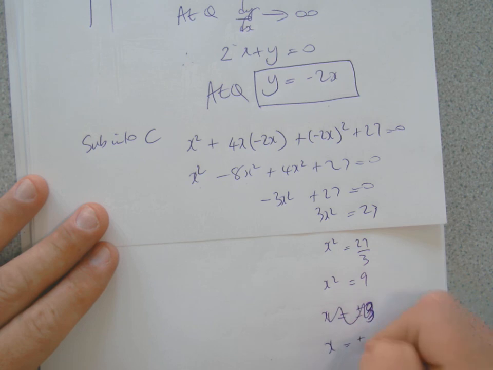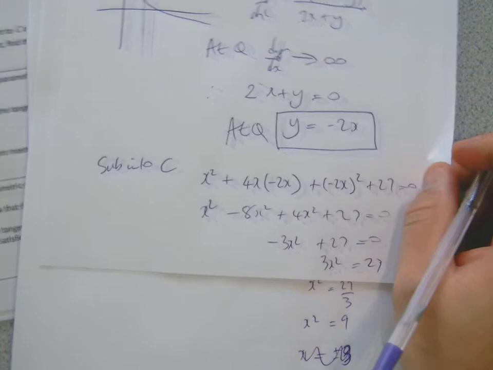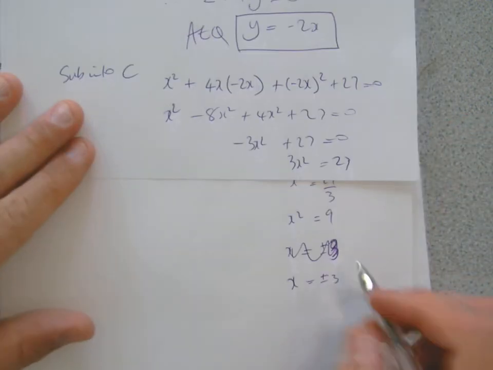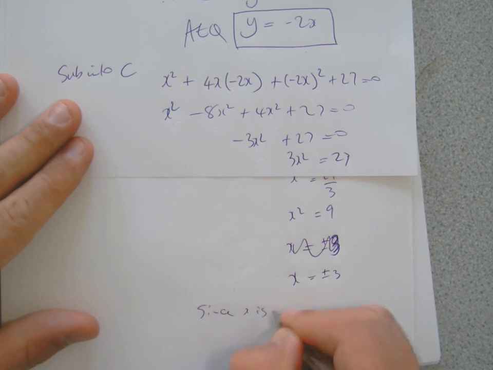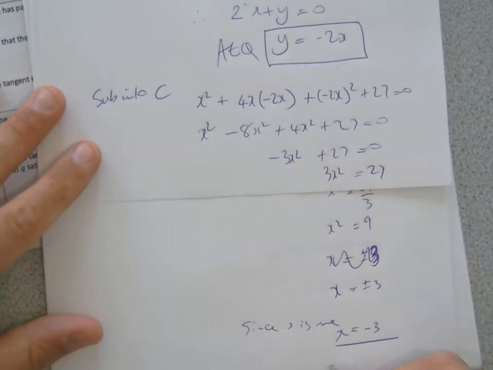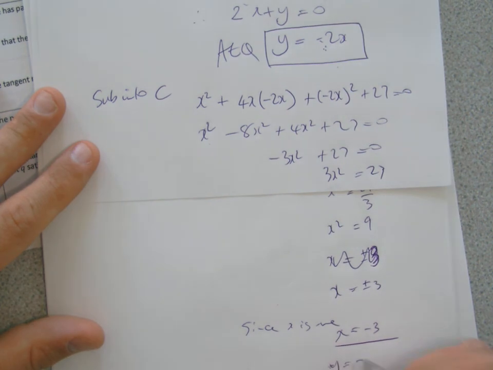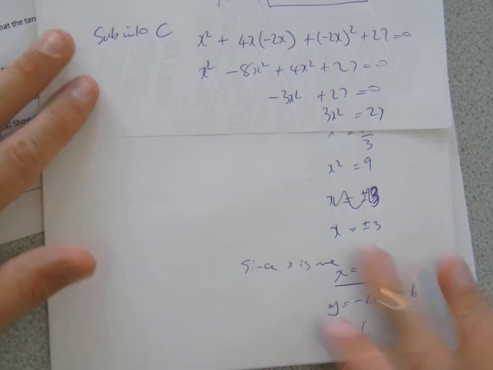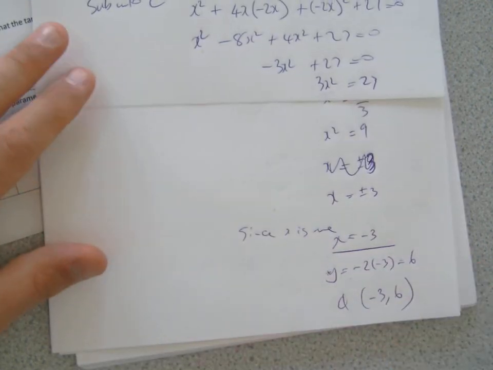And then, what does it say in the question? Does it not say the x coordinate of Q is negative? So since x is negative, x will equal minus 3. And then to get y, all you've got to do is go back to this up here. So y would equal minus 2 times minus 3, which equals positive 6. So the coordinates of Q are minus 3, 6, and it's all done.